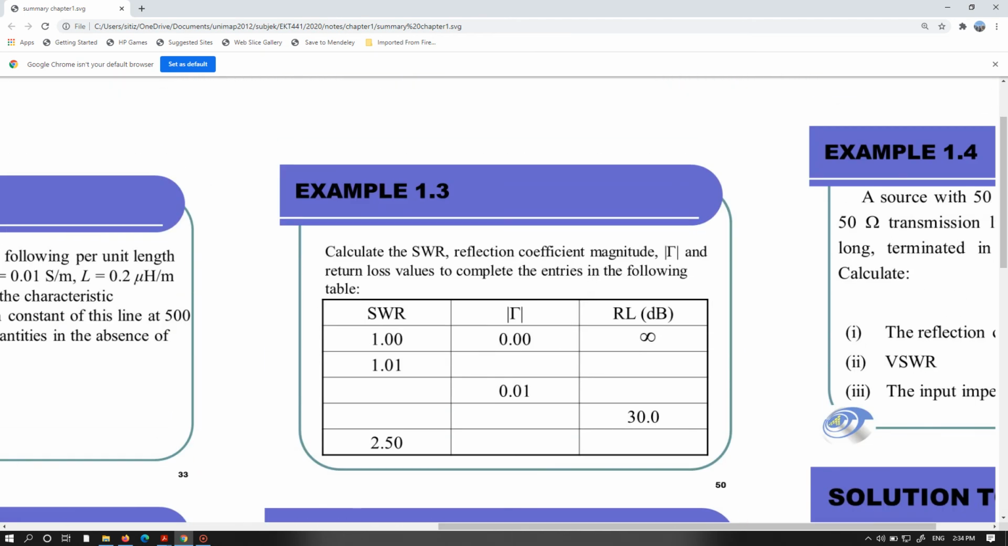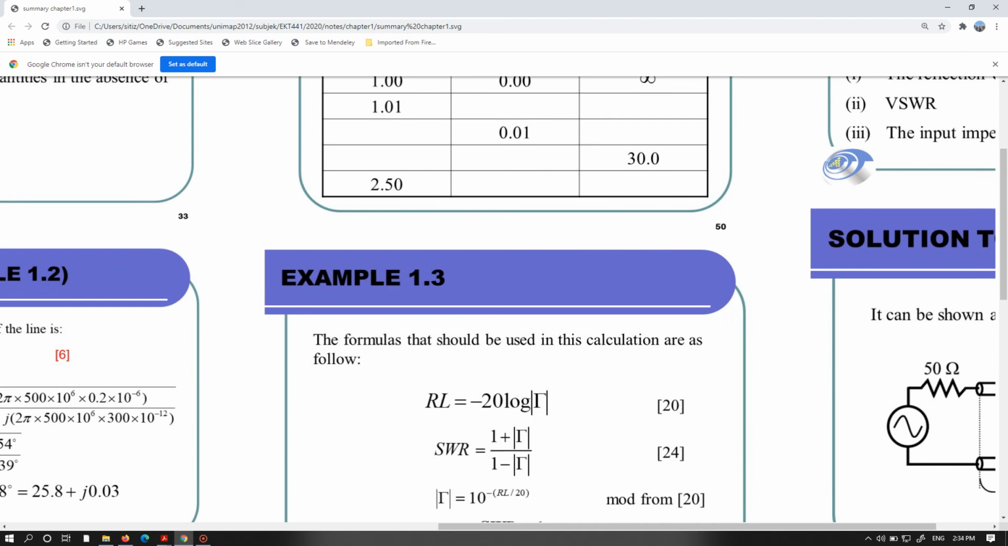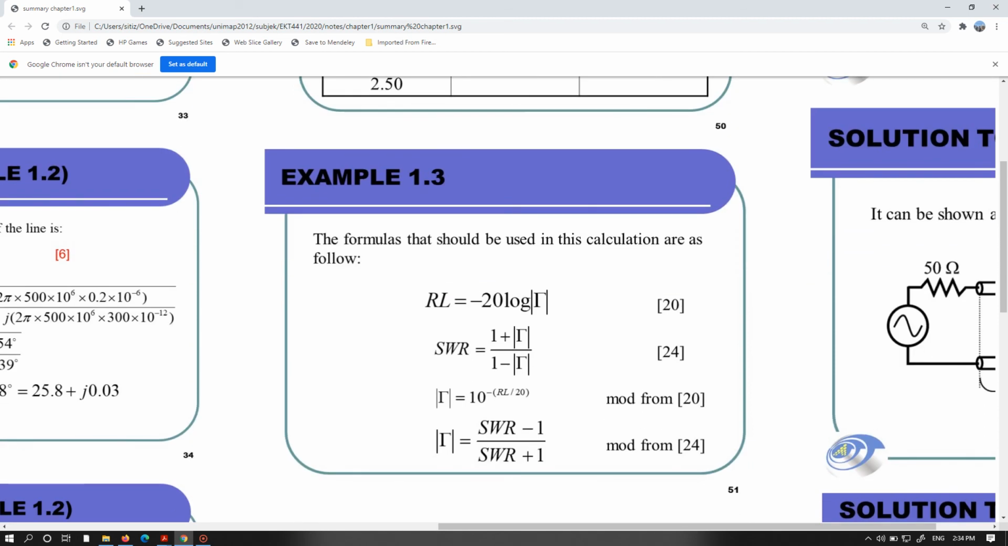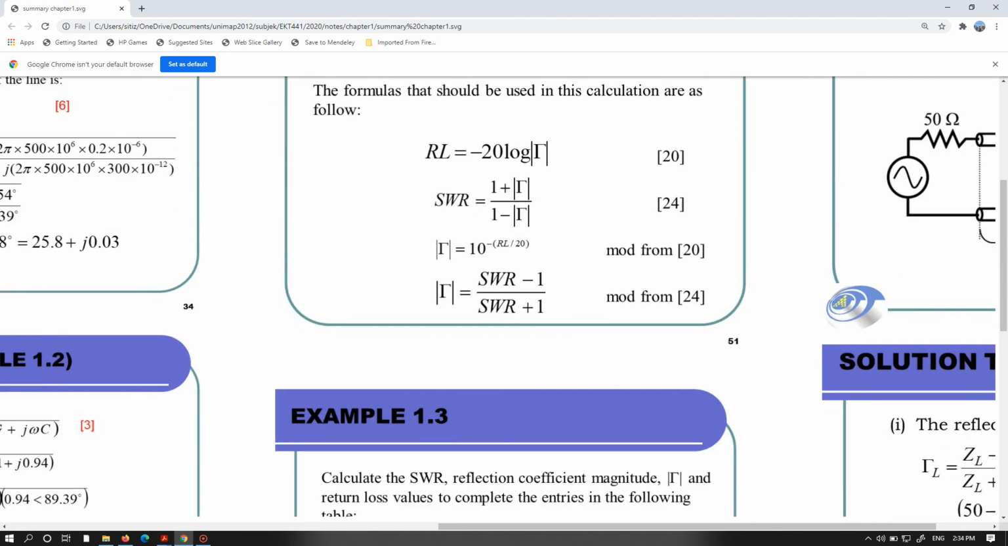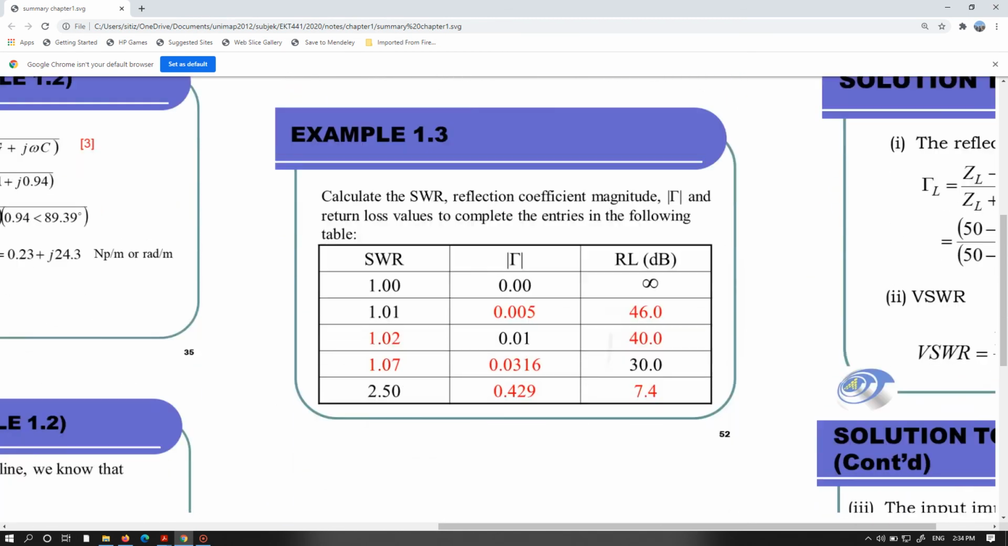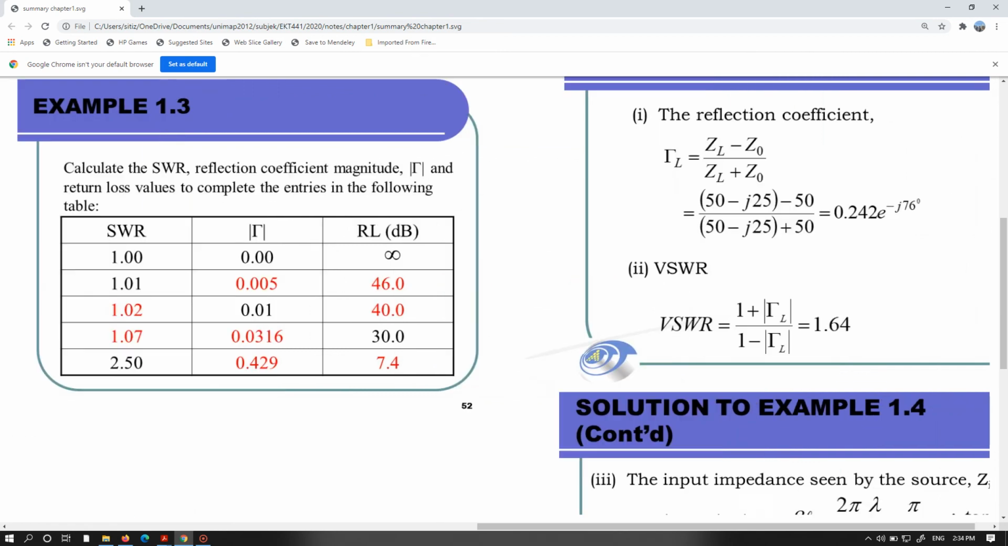Example 1.3. Example 1.3 is just to calculate VSWR, reflection coefficient, the magnitude of the reflection coefficient, and the return loss. Also this one is very straightforward. As long as the values are given, you use the correct formula and you know how to press your calculator, then you can get all these answers. Okay.